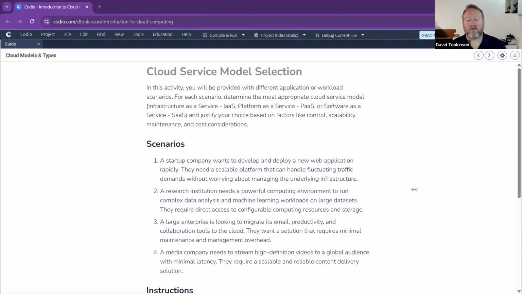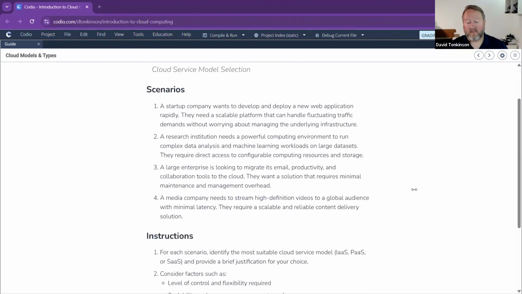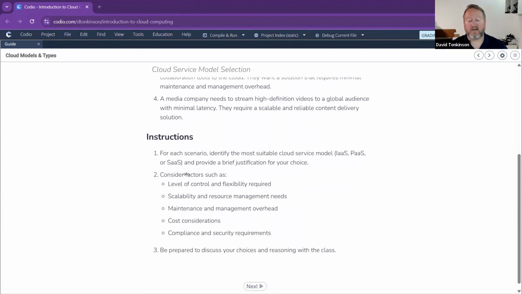For each scenario, determine the most appropriate cloud service model. Is it going to be IaaS, or PaaS, or SaaS? Then justify that amongst yourselves. For each scenario, you're going to discuss and consider factors such as the level of control and flexibility required, scalability and resource management, maintenance and management overhead, cost consideration, and compliance. And again, we'll probably volunteer one person in each of the groups to come back and have a little chat about it. Won't be long, no more than a minute or so.